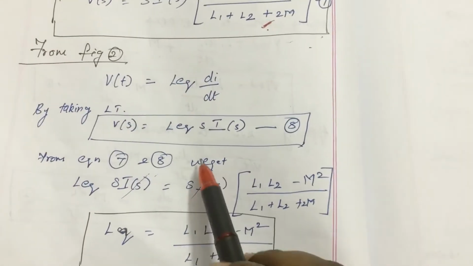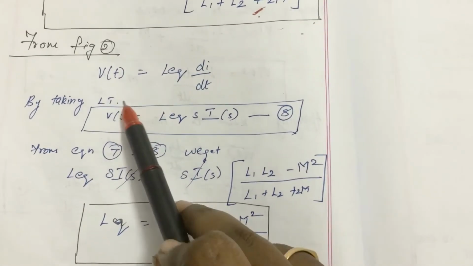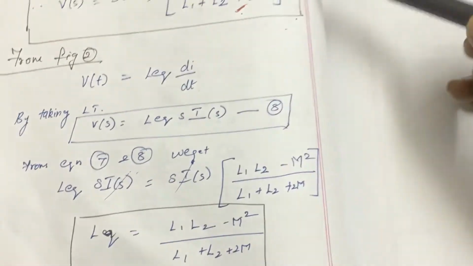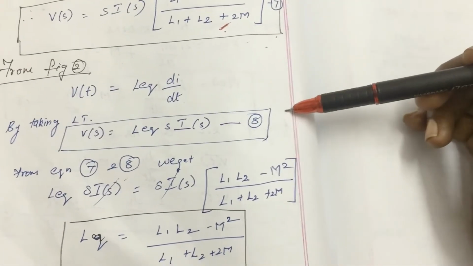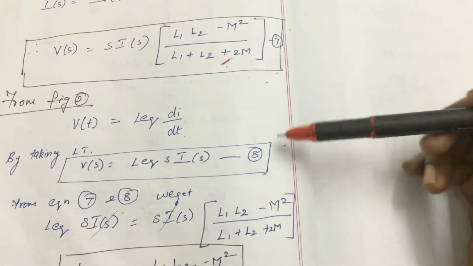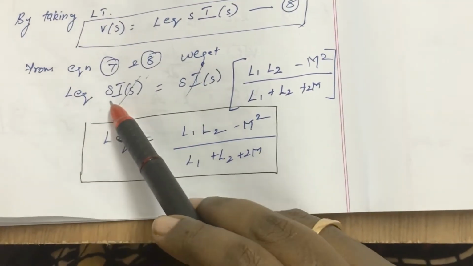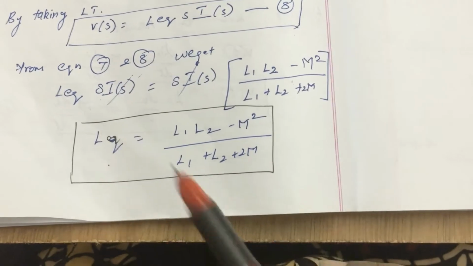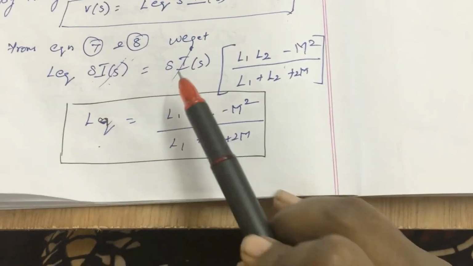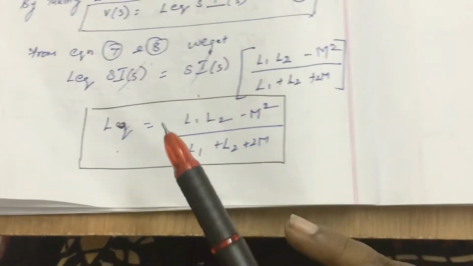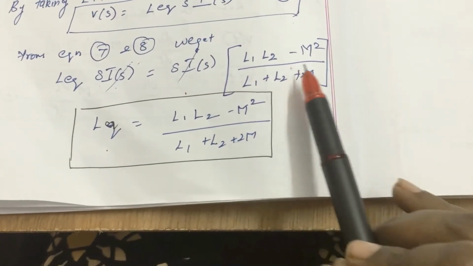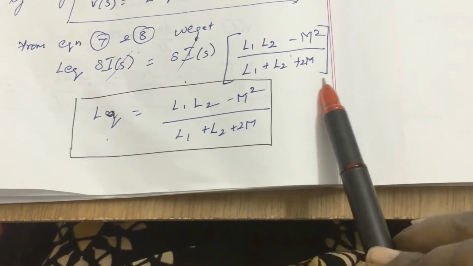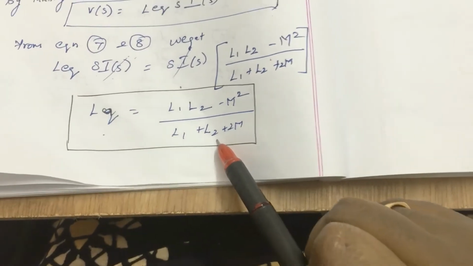So for figure 2, if I apply KVL, V of t is equal to Leq di by dt, and by taking the Laplace transform, I would have got my equation like this. So now I'm going to equate these two to find my Leq for parallel opposition. If I equate these two equations, my S I of S will get cancelled. So Leq is equal to L1 L2 minus M square divided by L1 plus L2 plus 2M. So for parallel opposition, I have got my equation.